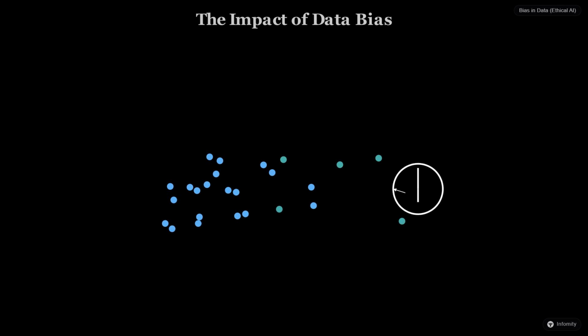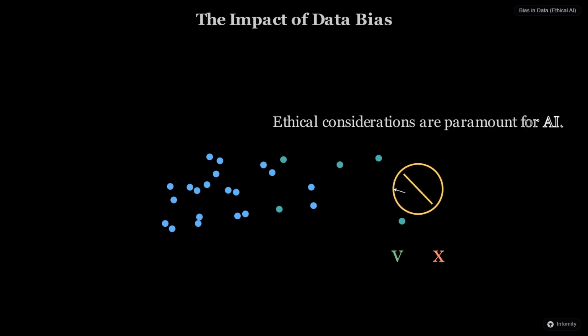So, why does data bias matter? The impact extends far beyond inaccurate predictions. When models are trained on biased data, they learn and perpetuate those biases, leading to unfair or discriminatory outcomes. Imagine a hiring algorithm preferring male candidates because its training data predominantly featured successful men. These models can reinforce societal inequalities, making ethical considerations paramount for artificial intelligence.